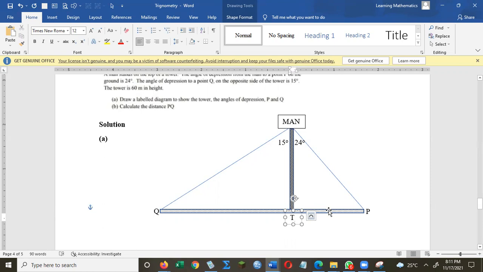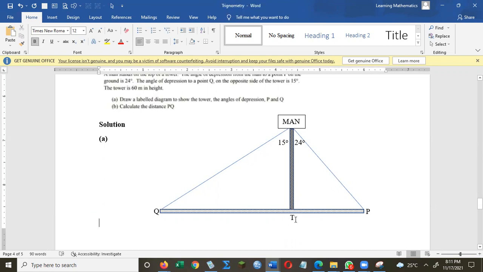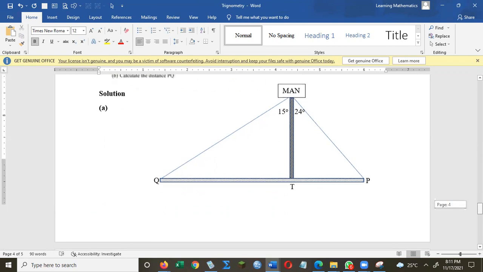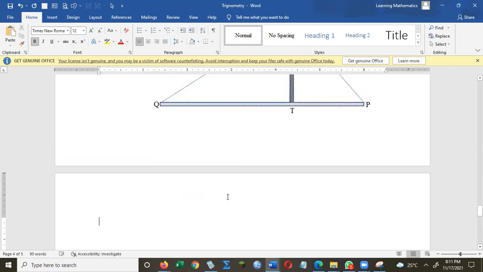So we have to calculate PQ. What you can do is calculate QT and then TP. So let's just put there calculating QT. Calculating QT.